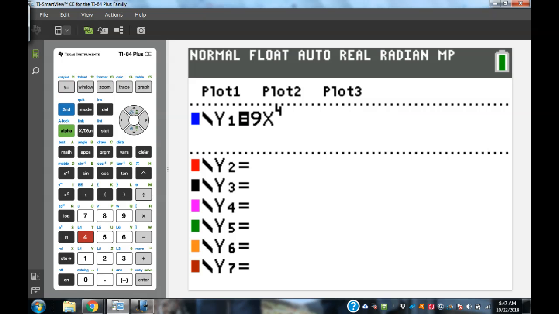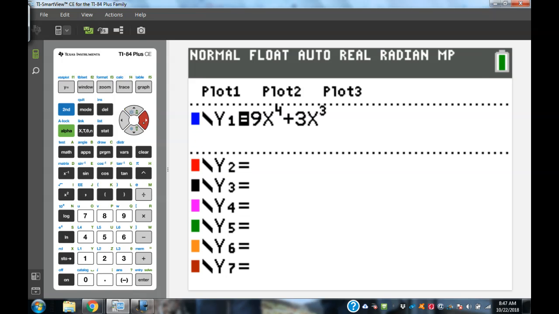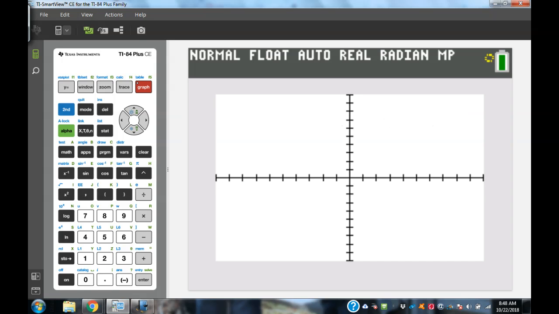9x to the 4th power plus 3x to the 3rd power. Oops. And then minus 30x squared plus 6x plus 12. All right, got some stuff happening there.